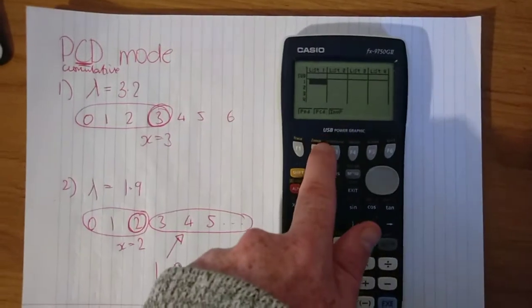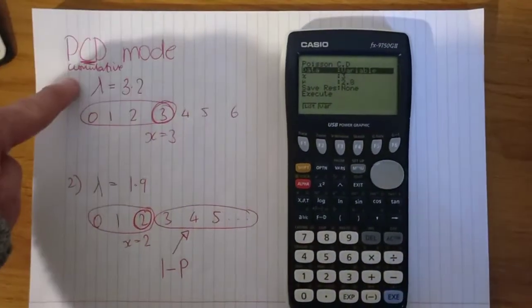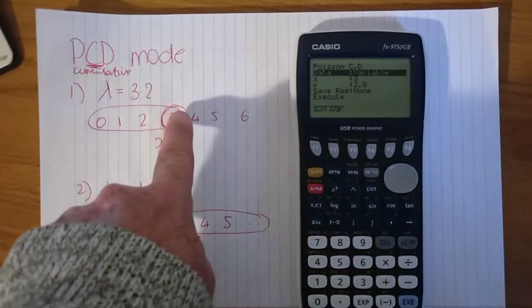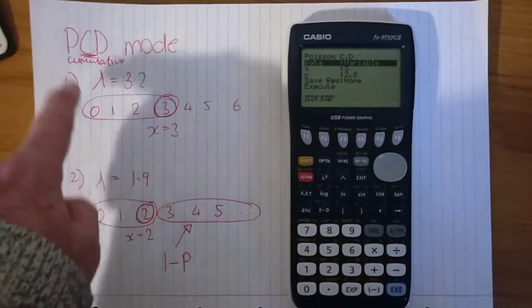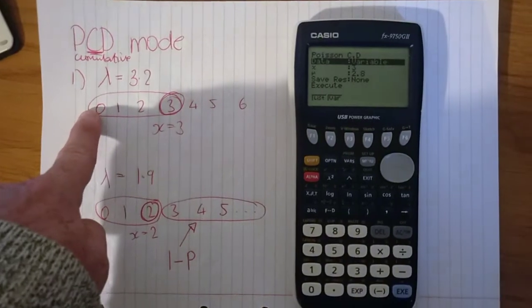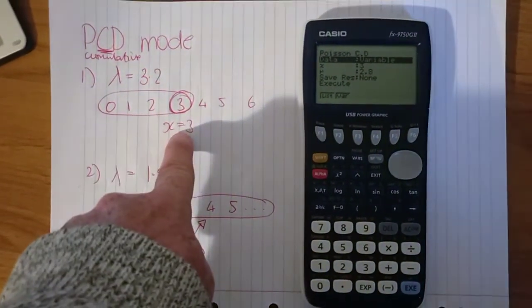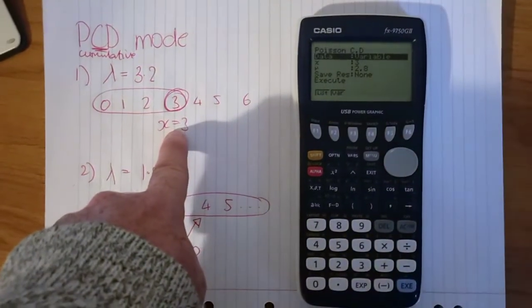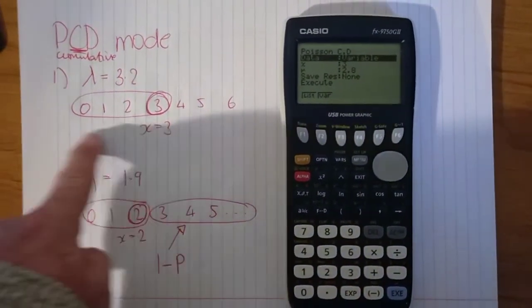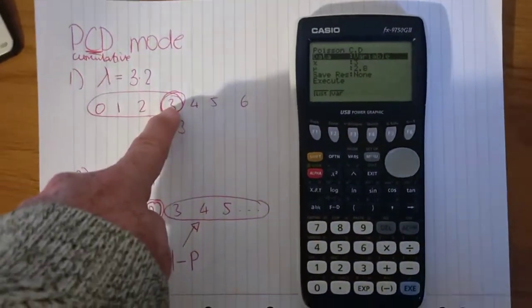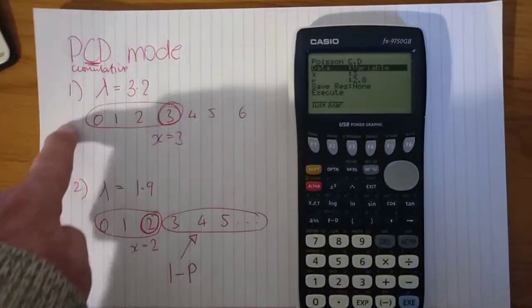So PCD, and the first question had a lambda of 3.2, and we were trying to find the probability of there being 3 or less, whatever that relates to. Based on that, the highest value in our range is 3. That means our x value is going to be 3 on a PCD mode. What PCD mode will do is calculate 0, then plus 1, plus 2, plus 3, and that'll find the probability of that whole group.